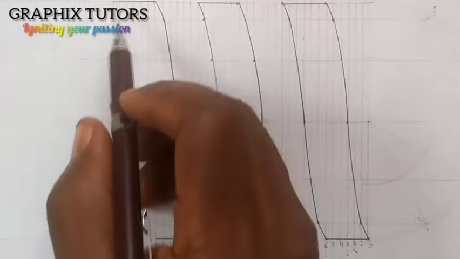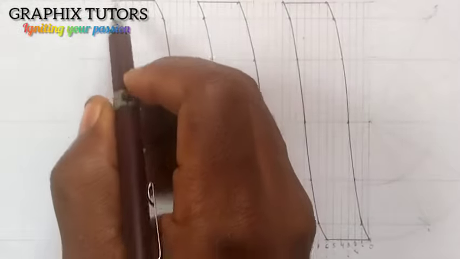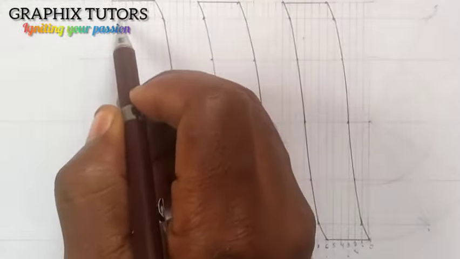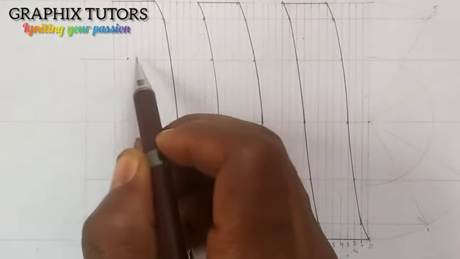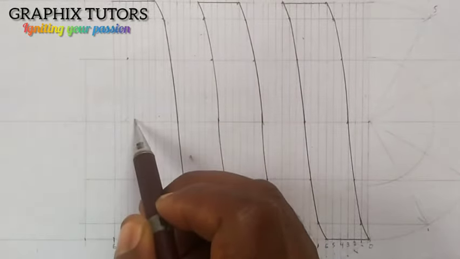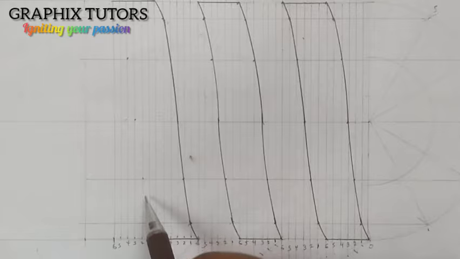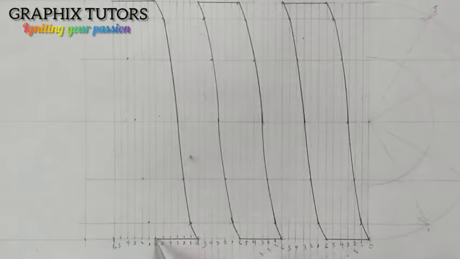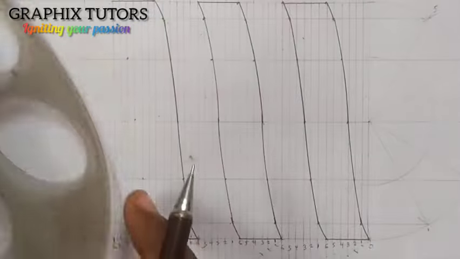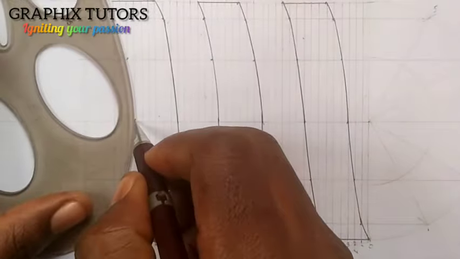Decreasing. So from here, let's come to the next one. This is 6. This one will be 5. This one will be 4. The next one will be 3. The next line will be 2. Where 2 meets 2, where 1 meets 1, and this meets this. So I'm going to use my French curve, and I will connect.